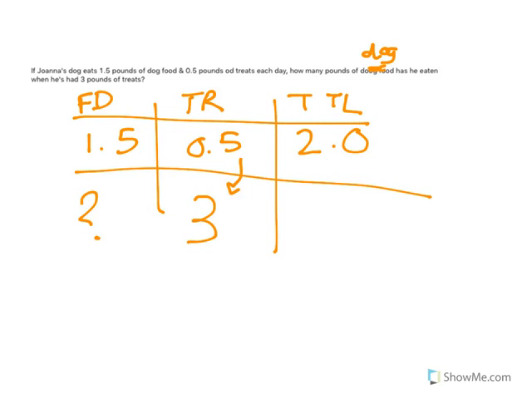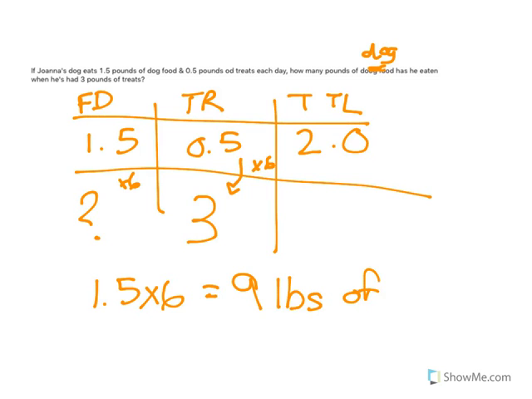The info we have is we got from 0.5 to 3, so we ask, what do we have to multiply 0.5 by to get to 3? I know it's 6. So we're going to multiply this one by the same to get to the total amount of dog food. So we have 1.5 pounds times 6. Because we have to maintain the ratio, we multiply both numbers by the same thing. 1.5 times 6 is 9 pounds of dog food. And that's the end of our question.